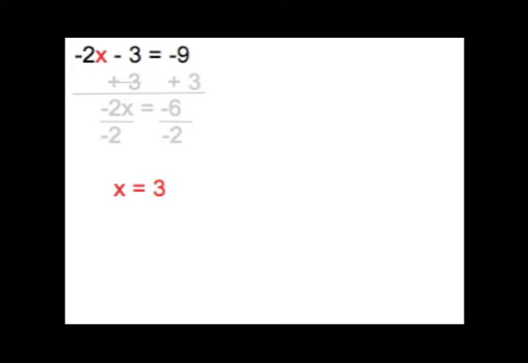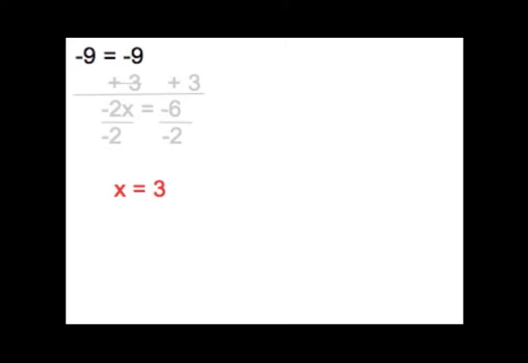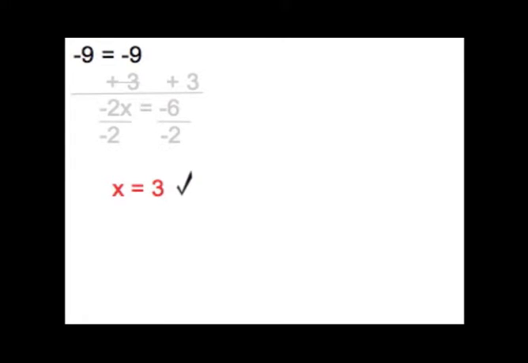Let's substitute our solution back into the original equation to check for accuracy. After substituting 3 in for x, we first do -2 times 3, which is -6, and then -6 - 3, which is -9. So our answer of x equals 3 checks out.